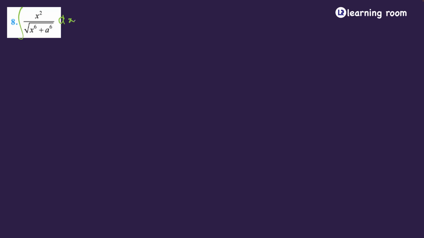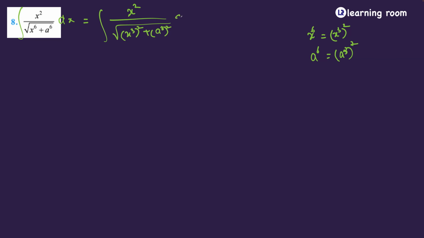So the eighth question is x square divided by root of x power 6 plus a power 6. So x power 6, you can write it as x cubed the whole square. A power 6, you can write it as a cube the whole square. Right. So this will become integral of x square divided by root of x cube the whole square plus a cube the whole square times dx. Am I right?